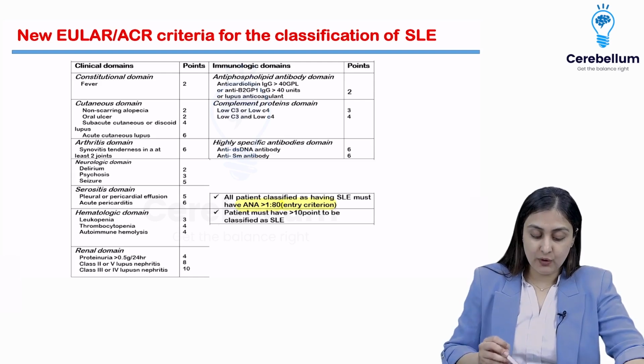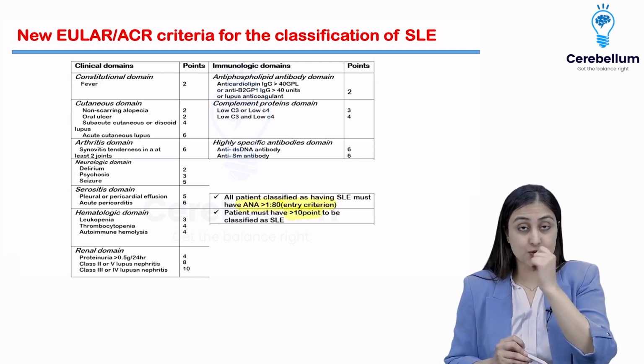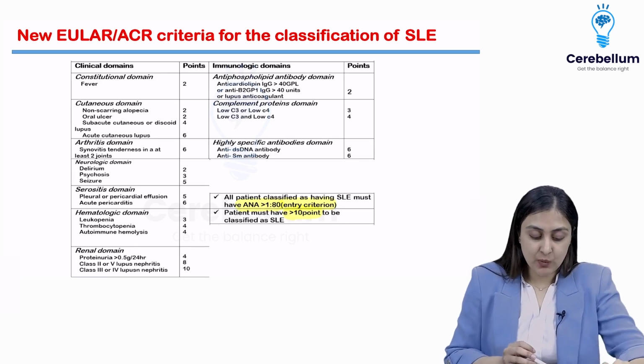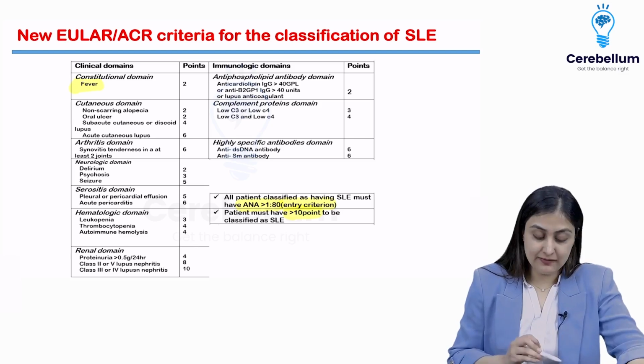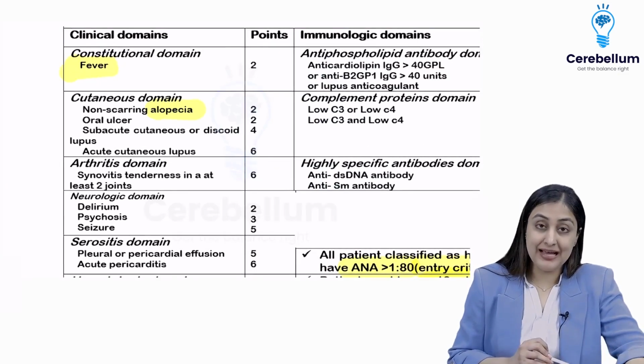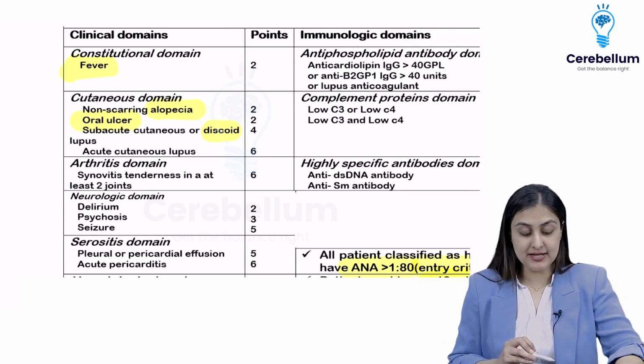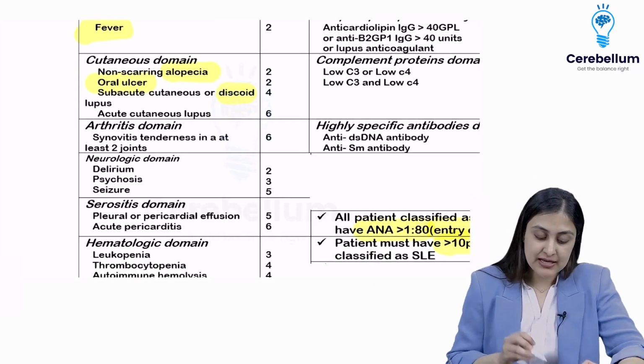Then out of all of these features, you should have more than or equal to 10 points for the diagnosis of SLE. So what are the features? Fever, very non-specific. In the cutaneous domain, what could be there? There could be alopecia, that is non-scarring, oral ulcers, subacute cutaneous or discoid lupus or acute cutaneous lupus. These are the cutaneous manifestations.